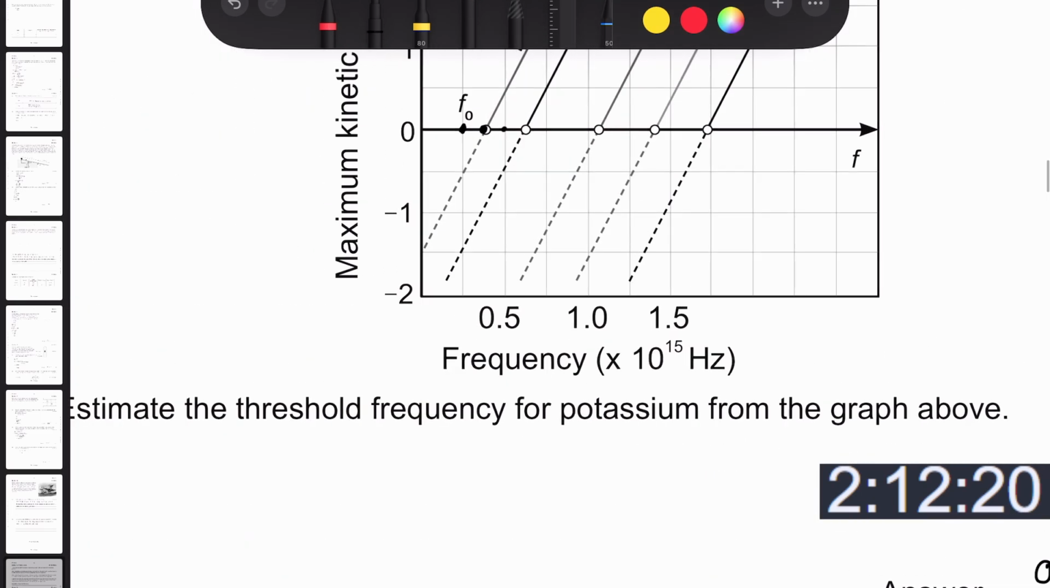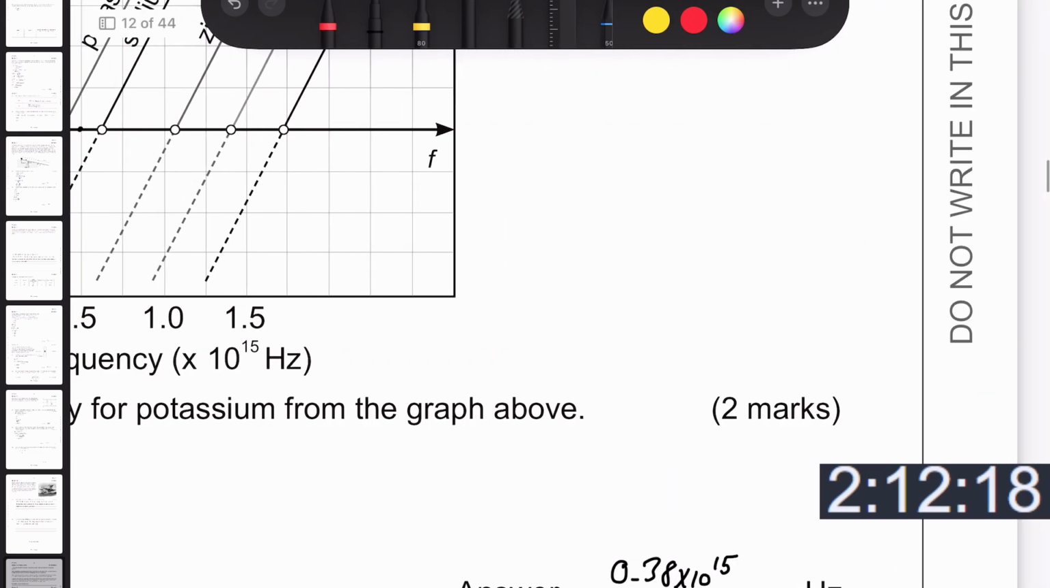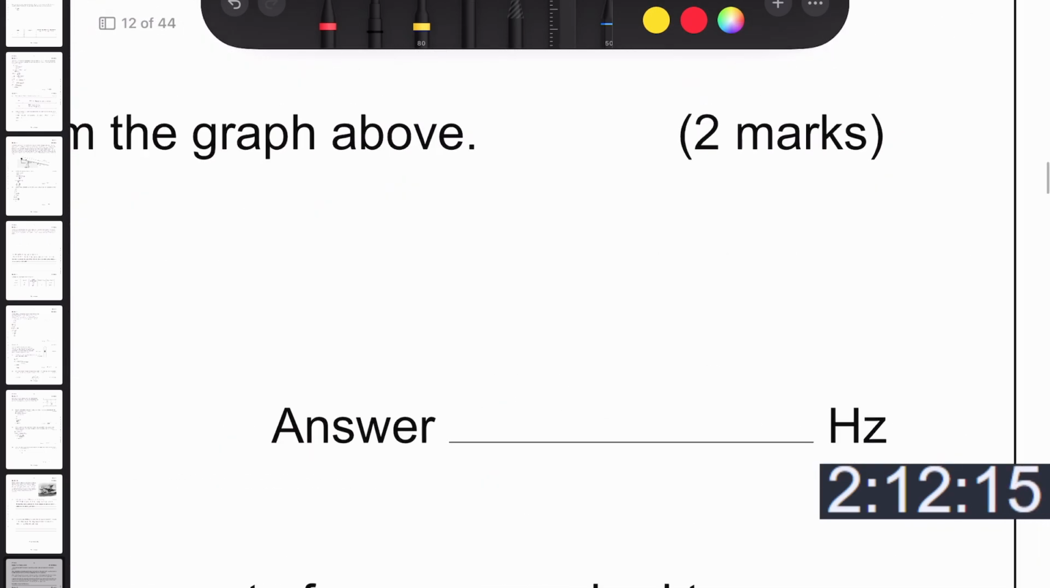Which will be, okay, let's sort this out a bit. 3.8 times 10 to the power 14, sorry.